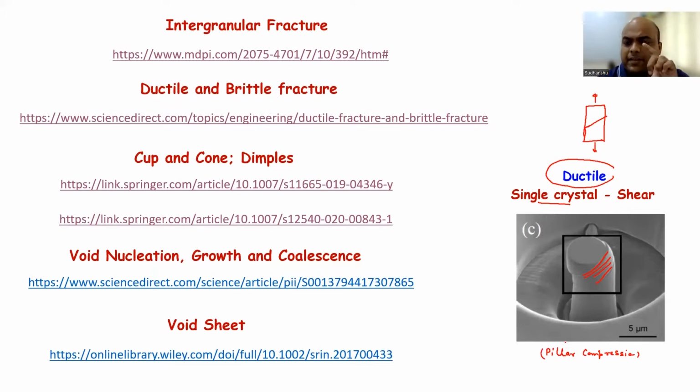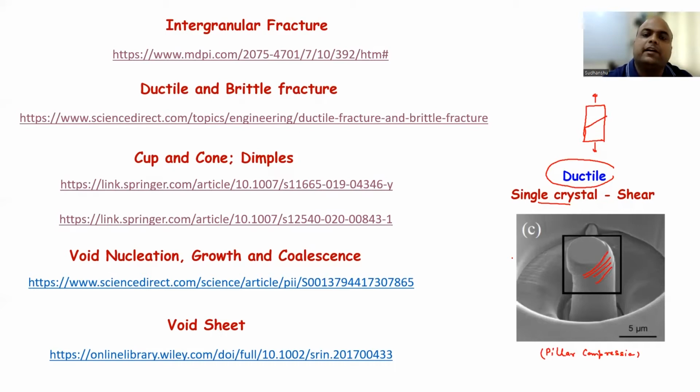Okay. These are actually pillar compression samples. They are very small in size, and we try to understand the effect of sample size also when we do pillar compression. Nevertheless, if the sample size is large, but it is a single crystal, it is going to show you the same behavior. Okay. Now let's see what intergranular fracture is going to look like.